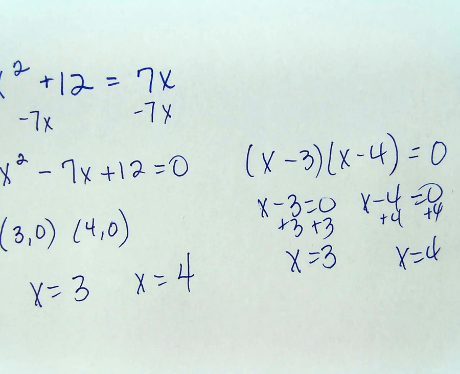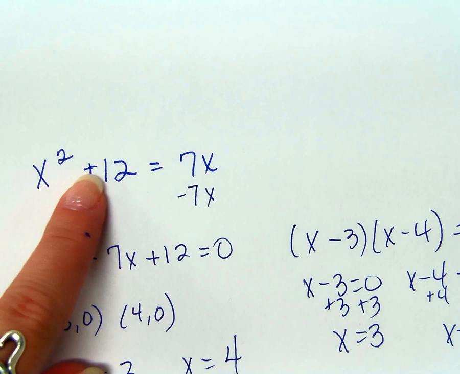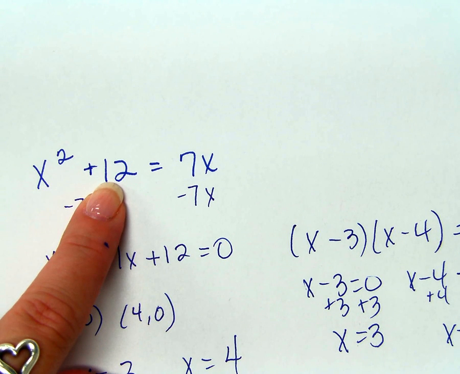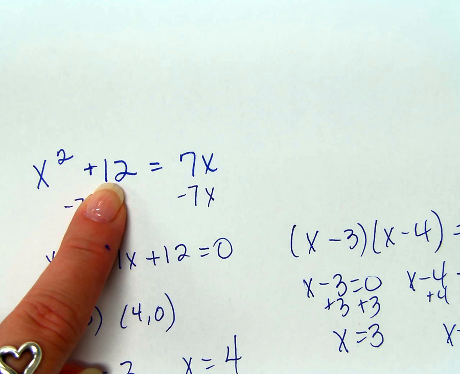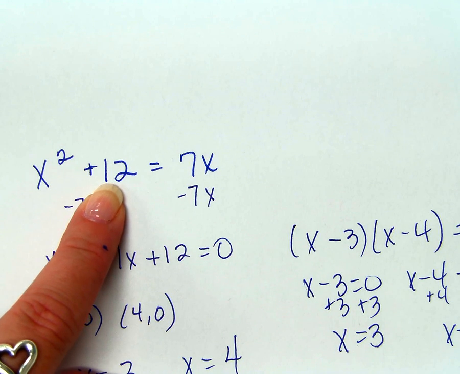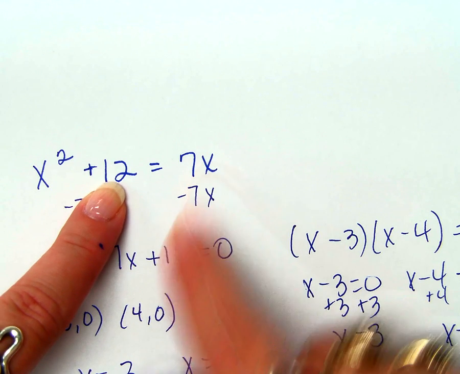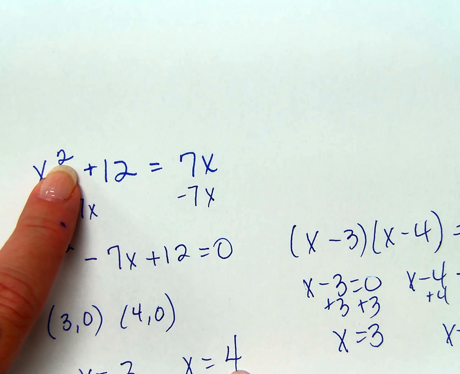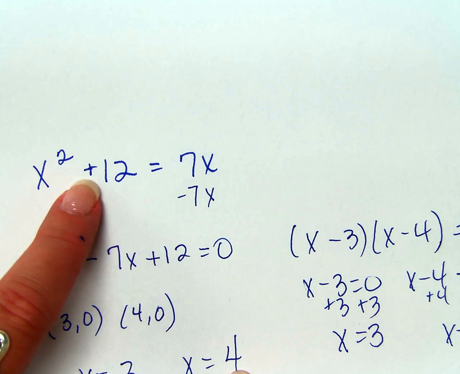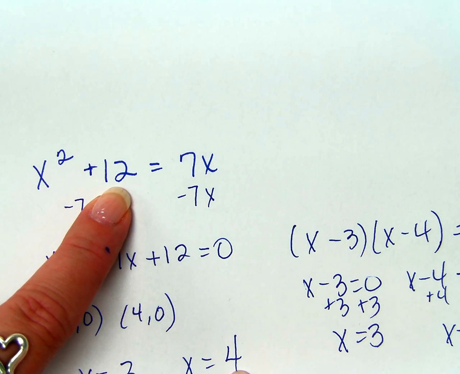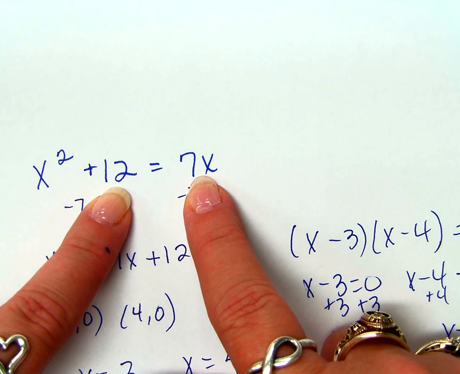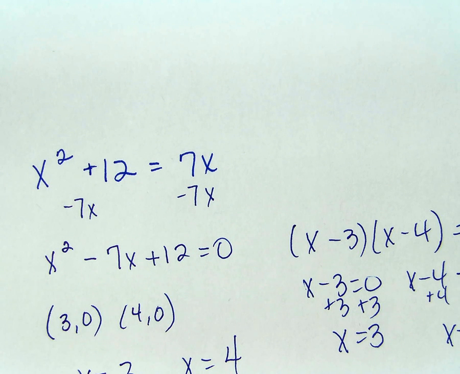Watch. 3 squared. 9 plus 12. Does anyone know what 9 plus 12 is? 21. What's 7 times 3? 21. Does 21 equal 21? Okay, 4. 4 squared. 16 plus 12. 28. What's 7 times 4? 28. 28 equals 28, so they both work. Does that make sense?